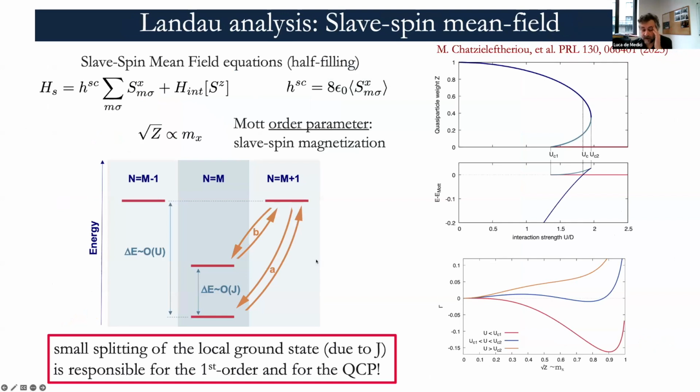analyzed through a Landau theory, and the double well structure typical of a first order transition can be seen due to the splitting of the ground state multiplet, the small splitting due to Hund's coupling. So it's really triggered by J, and this triggers the first order Mott transition, and all this folding of the equation of state and the unfolding that happens for increasing doping ultimately gives rise to the quantum critical point.